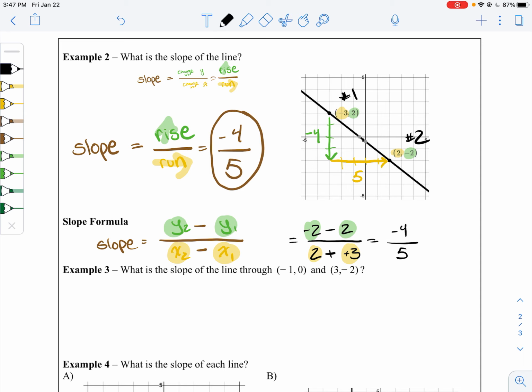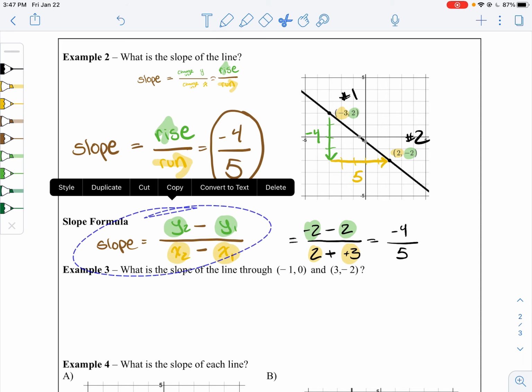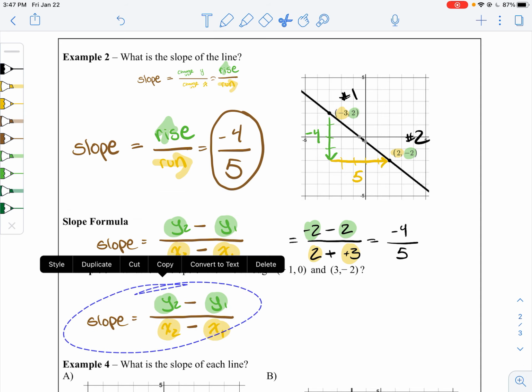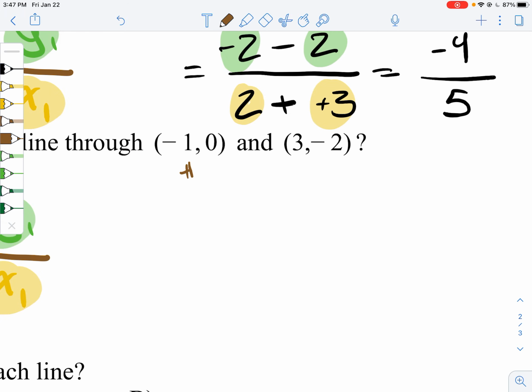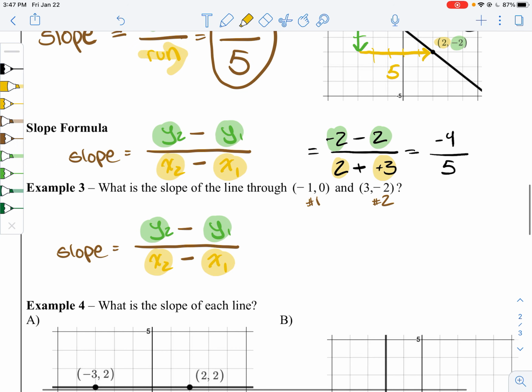Man, I just did an example. Oh well, we're going to do another one. Extra practice. Remember to assign your numbers to your points. So say, hey, this is point number 1. This is point number 2. Okay, cool. So I've got my x values. I've got my y values.